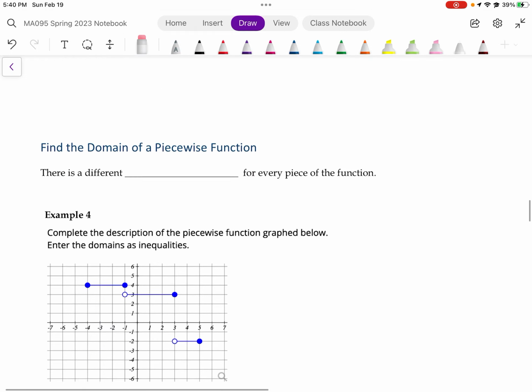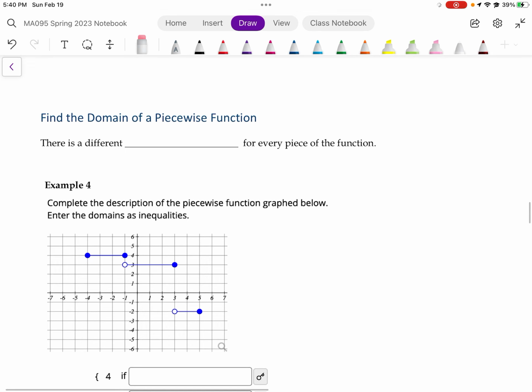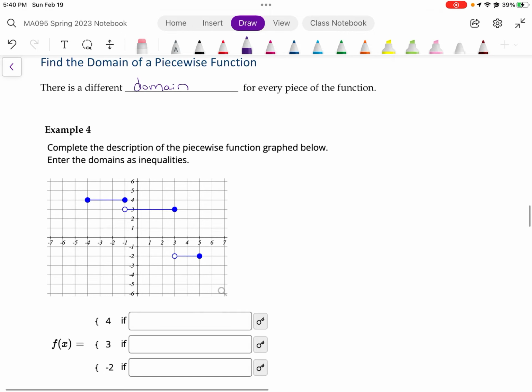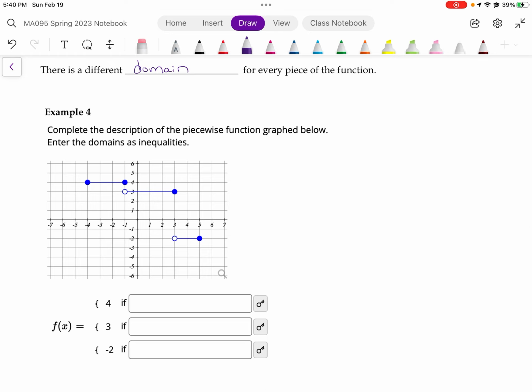All right, so find the domain of a piecewise function. So remember, there is a different domain for every piece of the function. That's where piecewise comes from. Every piece of the function has a different domain. So this is a kind of problem you may see in the homework. You're given a graph of a function, and we are supposed to enter the domain as inequalities. Okay, so we're going to use inequalities. So usually piecewise is written with inequalities.